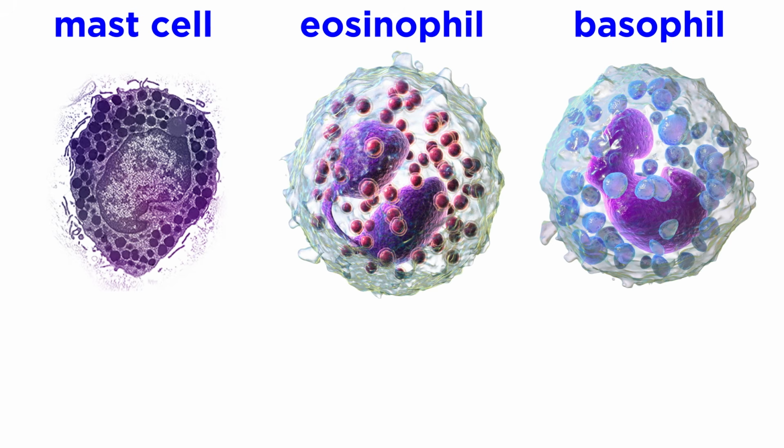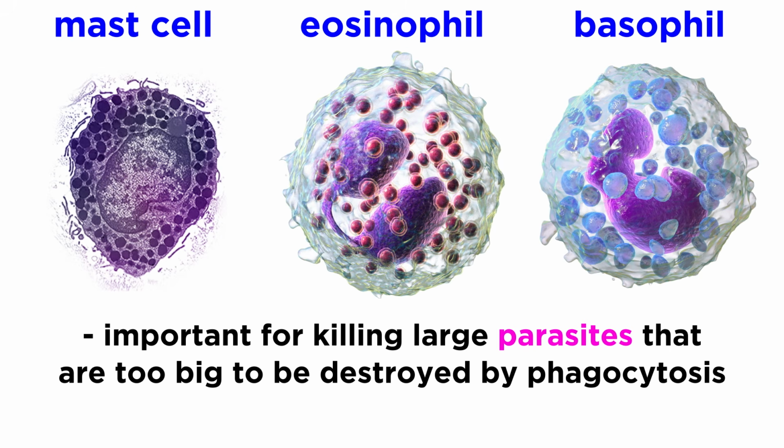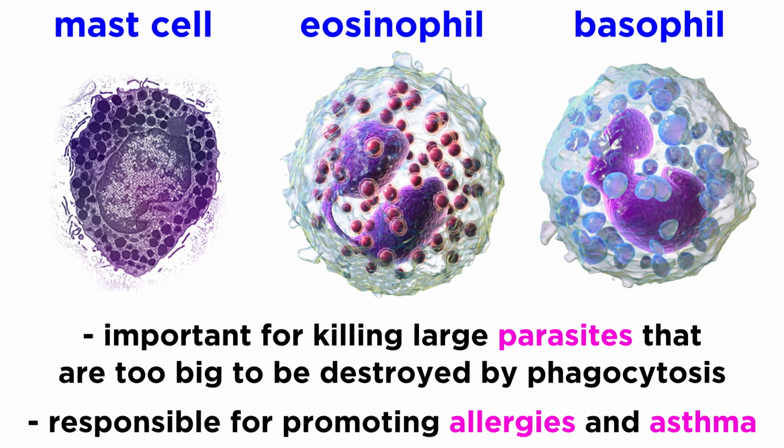Mast cells, eosinophils, and basophils are important for killing large parasites that are too big to be destroyed by phagocytosis. However, these cells are also responsible for promoting allergies and asthma.